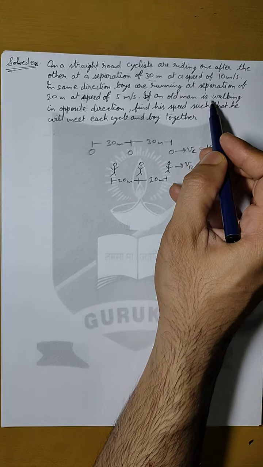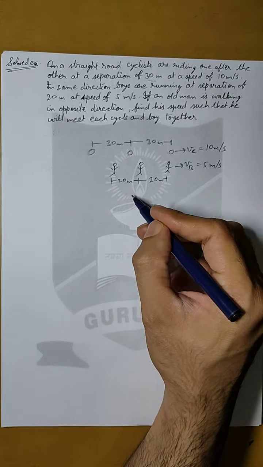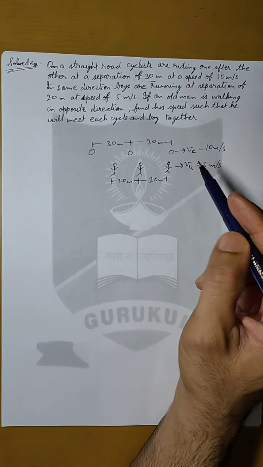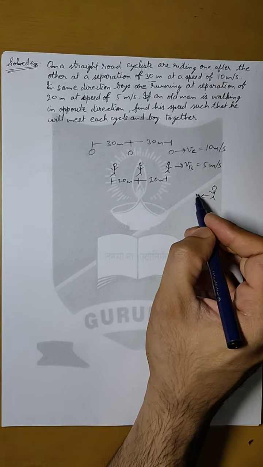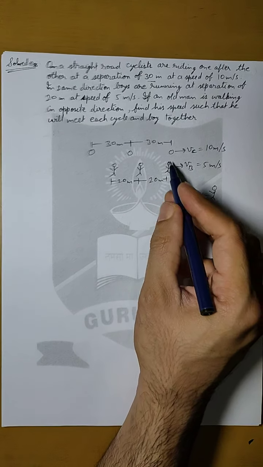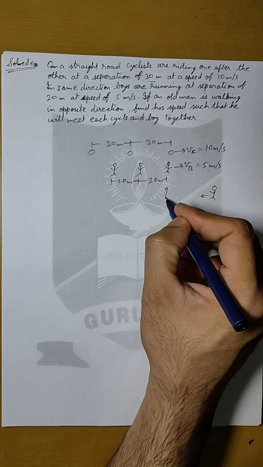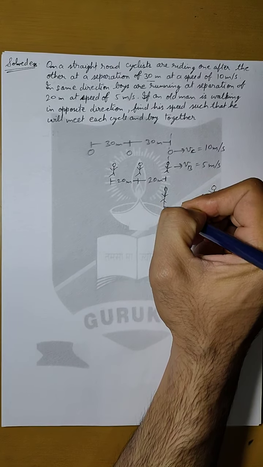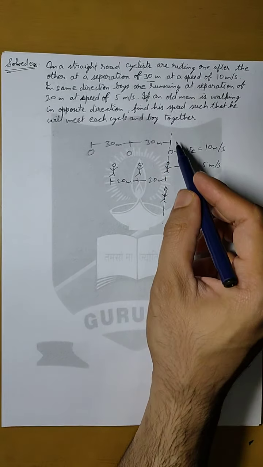Now there is an old man who is walking in opposite direction. There is an old man who is walking in this direction towards left. Find the speed of the old man such that he will meet each cycle and boy together. So if there is an old man who is walking in this direction, then there will be a point at which the cyclist and the boy will meet him. So that means the cyclist, boy and this old man will be on the same position when they meet, and we have to find the speed of the old man to achieve this condition.